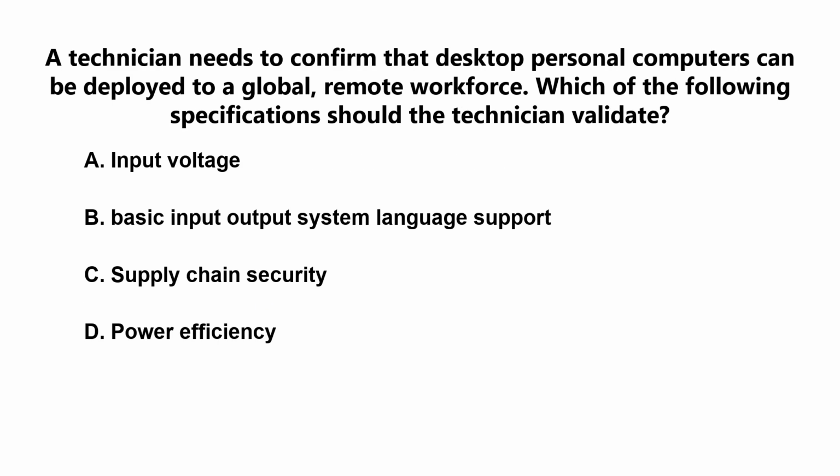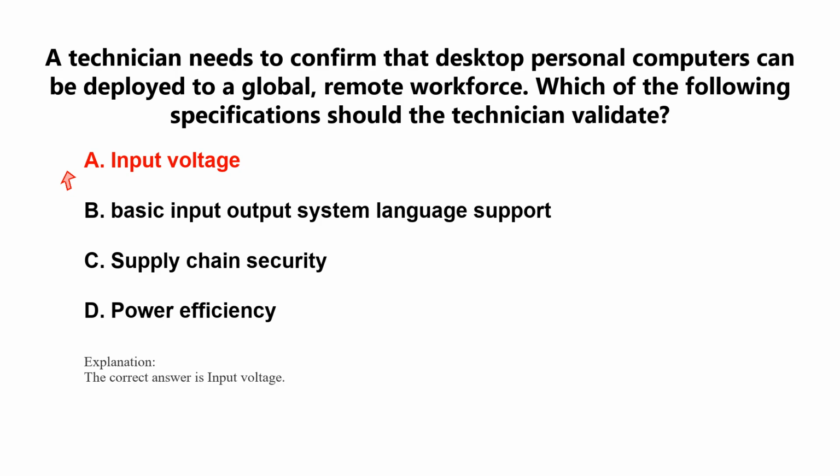Question 43. A technician needs to confirm that desktop personal computers can be deployed to a global, remote workforce. Which of the following specifications should the technician validate? Option A, input voltage. Option B, basic input-output system language support. Option C, supply chain security. Option D, power efficiency. The correct answer is option A, input voltage.